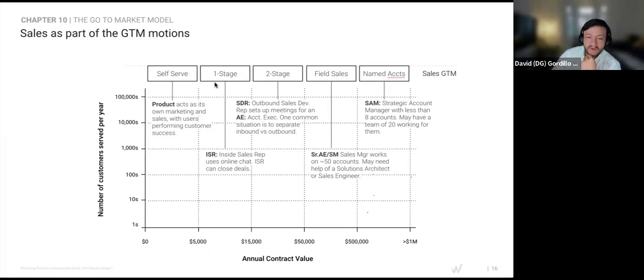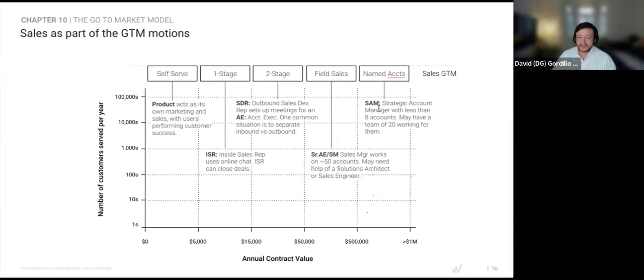For instance, in what we call the one-stage sales motion, we normally have inside sales reps that manage end-to-end the full sales cycle. In the two-stage, and this one got very popular in the last decade, we have a pairing between SDRs and AEs. After that, we get into field sales. This is when we tend to have sales managers that work in about 50 or a few dozens of accounts or companies. And normally they are paired with a solutions architect or a sales engineer.